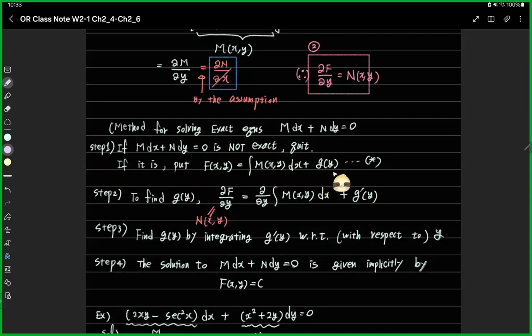Find g. To find g, we take the partial derivative of F with respect to y. Derivative of this guy with respect to y is equal to N. Keep in mind that M and N are given in the problem. We know M and N. So this is equal to N, so this is known, and M is also known, right? So to find g, we take an integral. Since we know N, it's easy. We can find the integral of N, right?